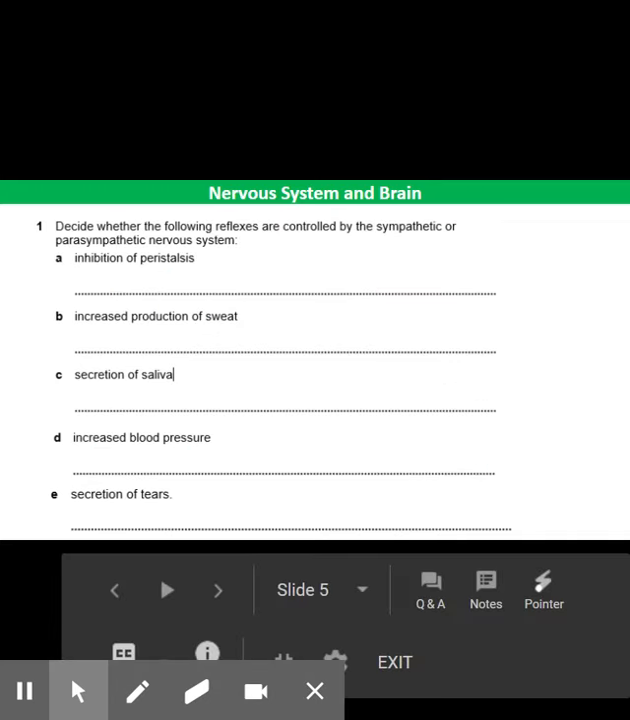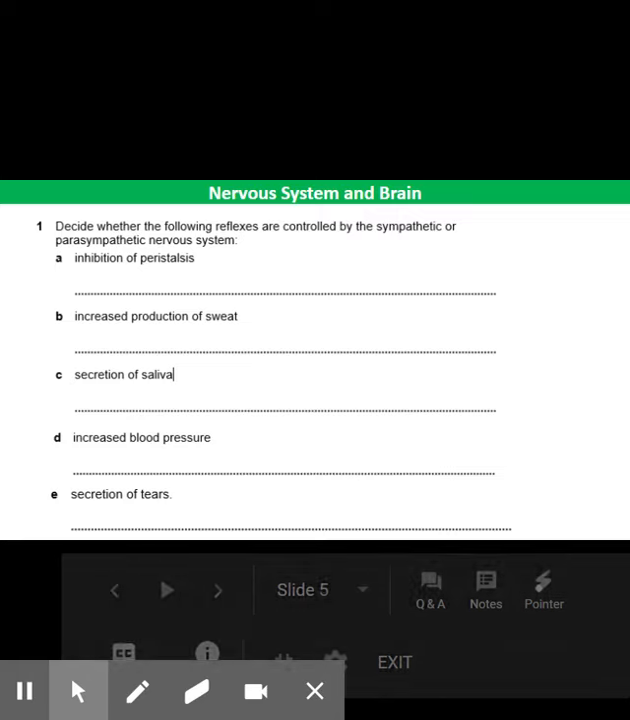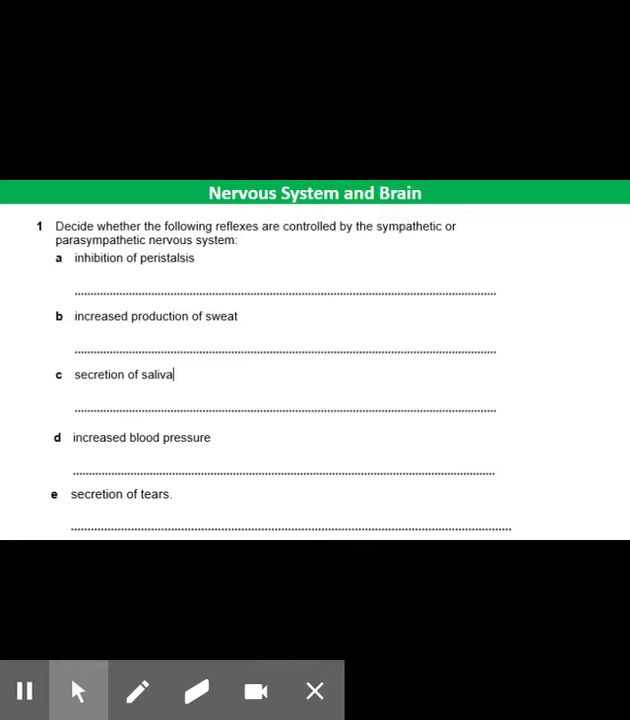Just to finish, I've included a past paper question. It says, describe whether the following reflexes are controlled by the sympathetic or parasympathetic nervous system. I'm going to give you a moment just to have a little think about A, B, C, D, and E, sympathetic or parasympathetic. You can pause if you'd like any longer. I'm going to go through the answers now.